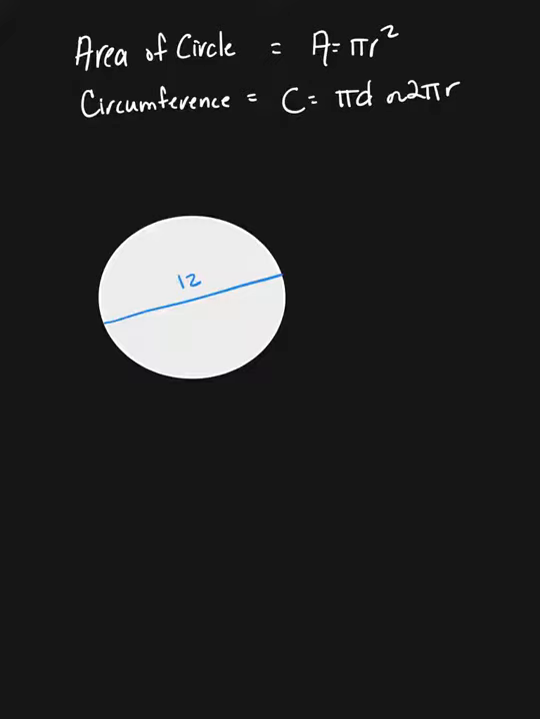So our area, write your formula, it really helps you focus. The area is pi times the radius squared. The radius here is 6, since the diameter is 12. So my answer is 36 pi, and that's the most exact answer that I can give because I haven't rounded off anything. 36 pi square units.